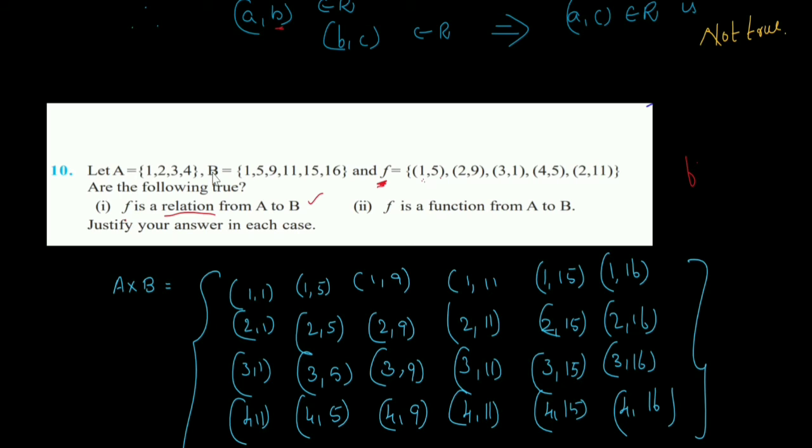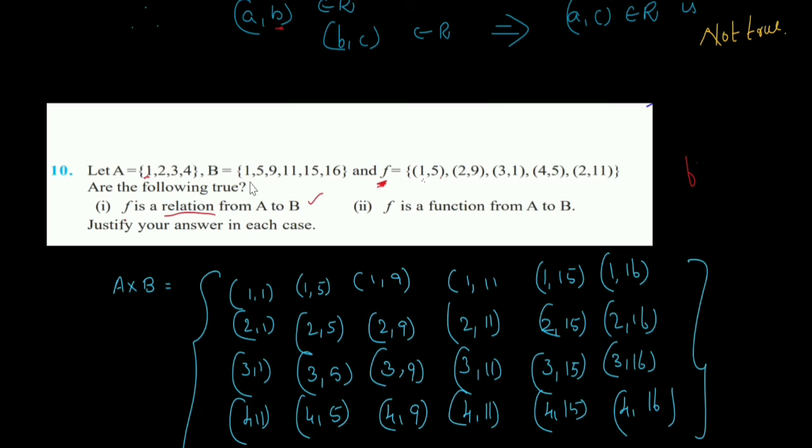So first we have to find A cross B. A cross B is the Cartesian product of the sets A and B. So what is A cross B? The set of all possible ordered pairs. All possible ordered pairs we have to write. So which are the ordered pairs? (1, 1), (1, 5), (1, 9), (1, 11), (1, 15), (1, 16).